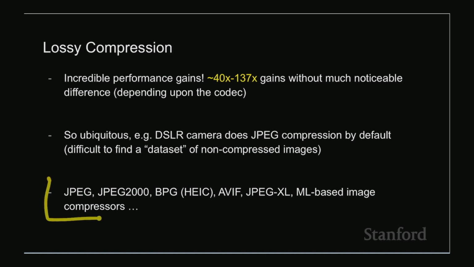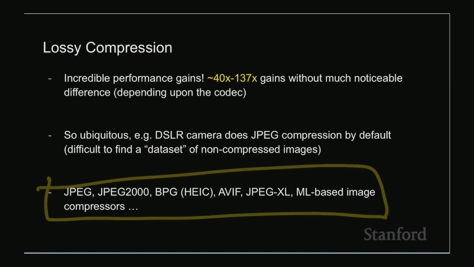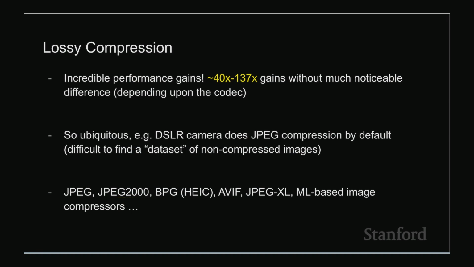There are a bunch of different image compressors. There's something called JPEG 2000. There is BPG, which we're going to talk about, and also AVIF. There is JPEG XL, which is actually one of the best traditional image compressors out there in terms of performance. And then there is ML based. But as you get better and better performance, your complexity also increases, and depending on the situation, you might want to use a different compressor, right?